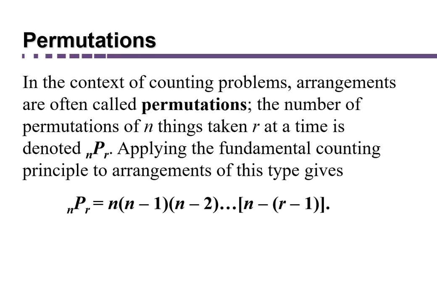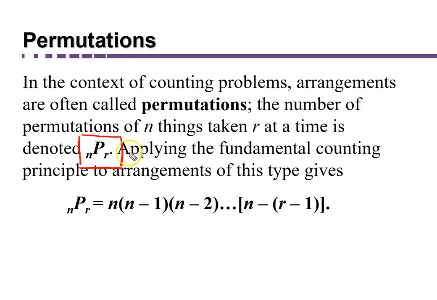So, in the context of counting problems, arrangements are often called permutations. The number of permutations of n things taken r at a time is denoted by this formula. And this is what you want to have in your notes. This is the permutation formula.